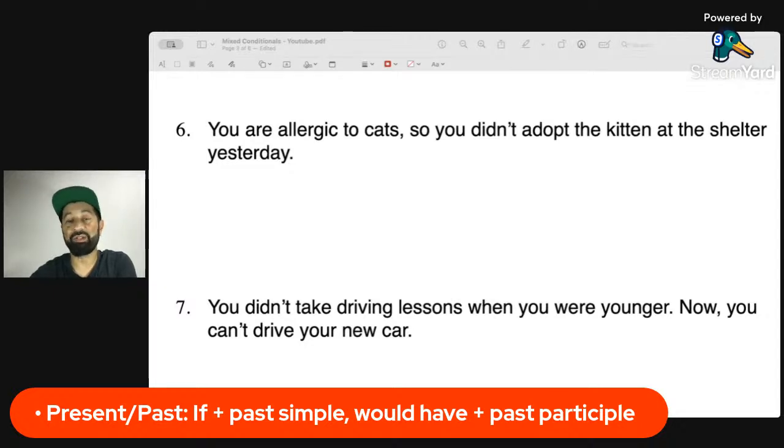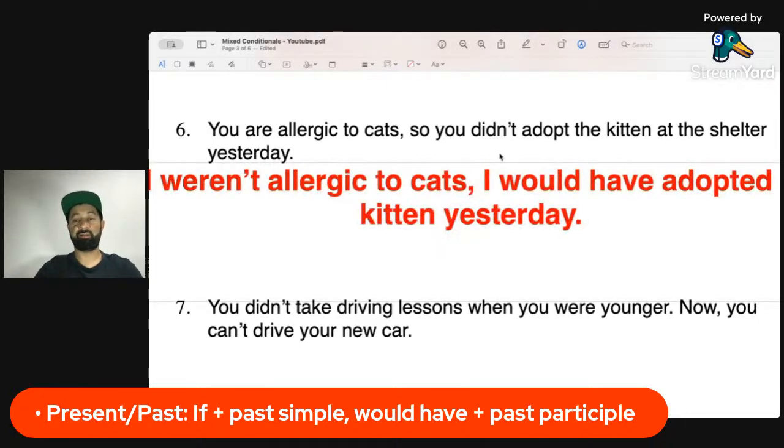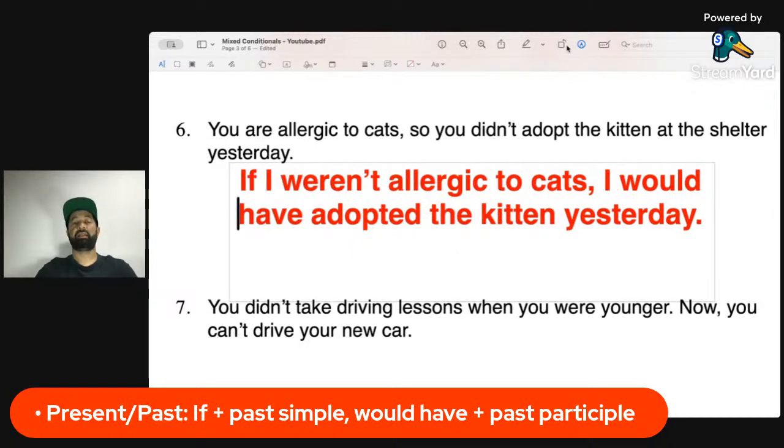If I weren't allergic to cats, I would have adopted the kitten yesterday. Right? If I weren't allergic to cats, if I didn't have a cat allergy, okay, I would have adopted the kitten yesterday. Okay, let's put it here. If I weren't allergic to cats, I would have adopted the kitten yesterday.